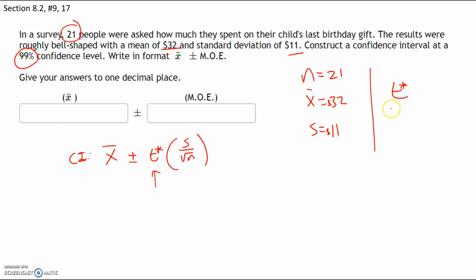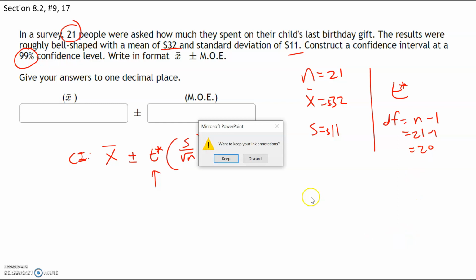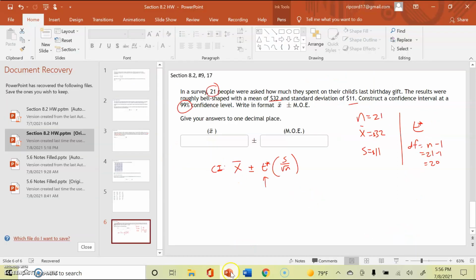So for t star, we need degrees of freedom. Degrees of freedom is n minus 1. N is a sample size, so 21 minus 1. That'll be 20 degrees of freedom. And we have a 99% confidence level. So let's go through the steps on finding our critical value, our t star.